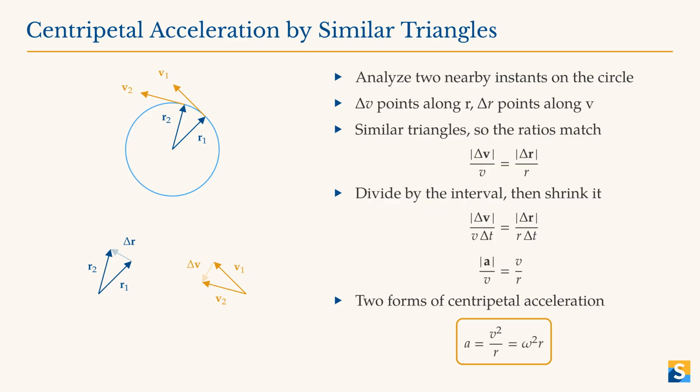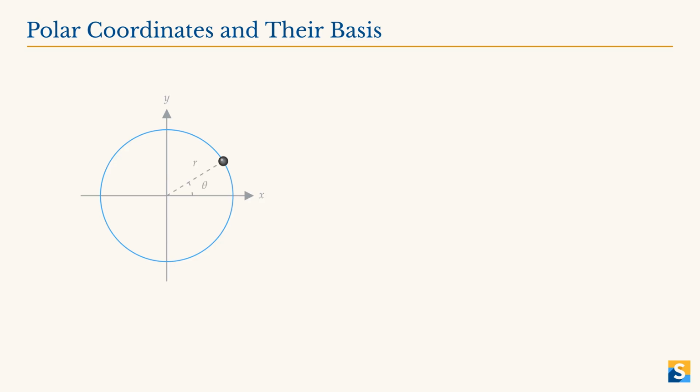It anchors everything ahead. But the circle is the tame case. The radius never changes, only the angle sweeps. What happens when radius and angle both change at once? For that, we need coordinates built for turning, and that is where we go next. Time to build those turning coordinates.